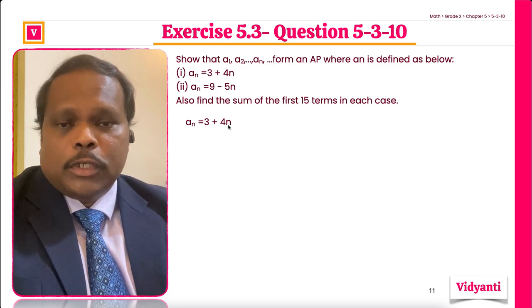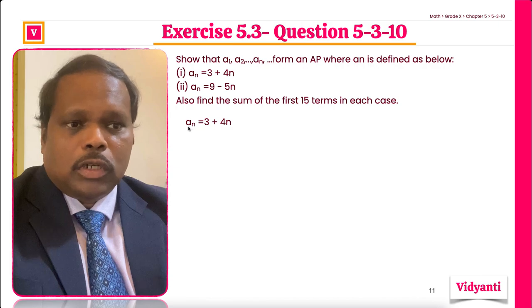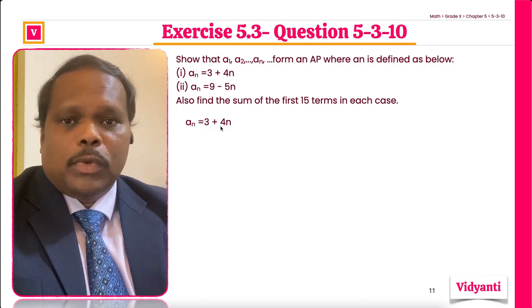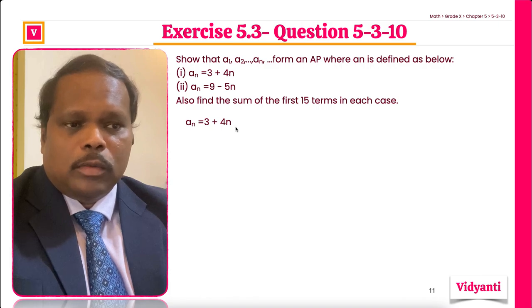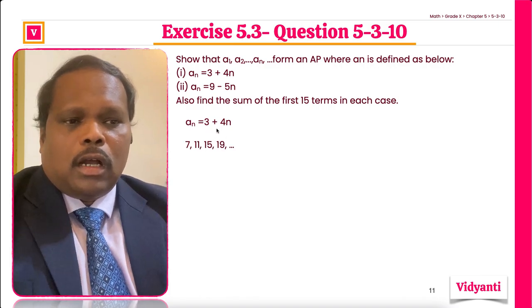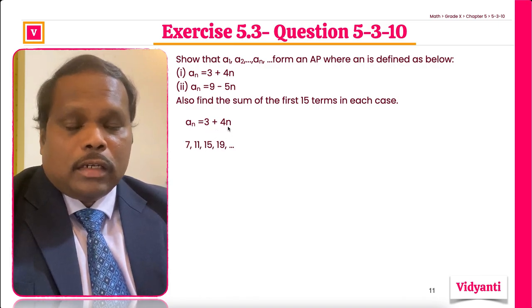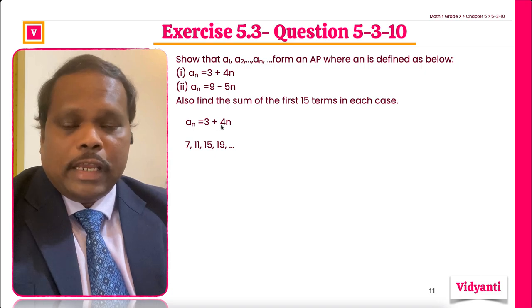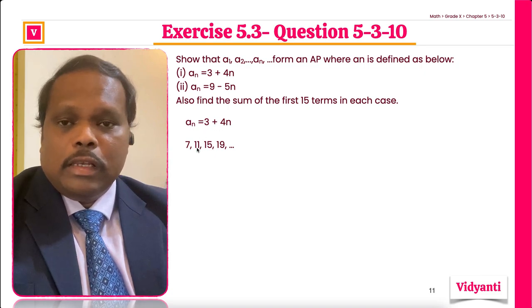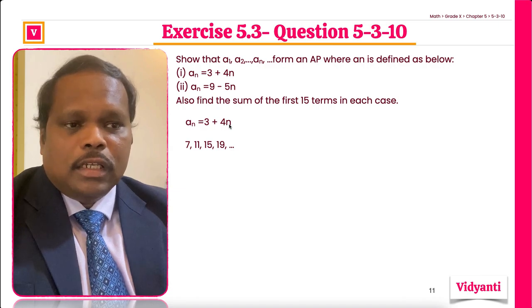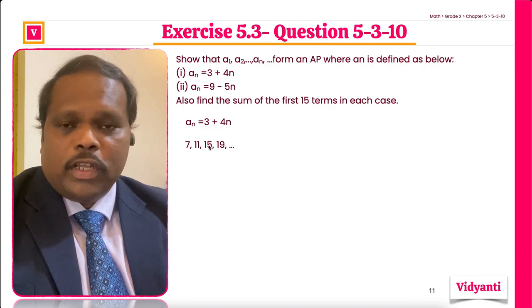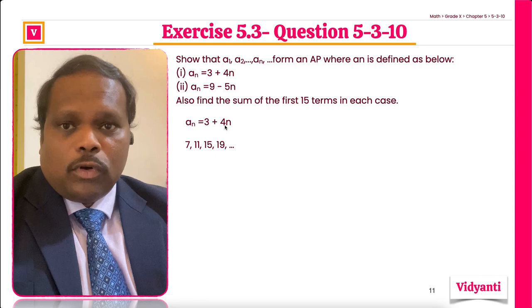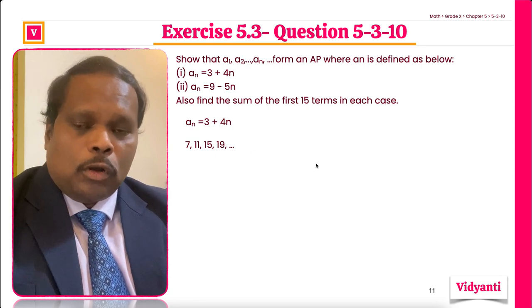So let's substitute the value of n as 1. So a_1, which will be the first term, will become 3 plus 4 times 1. So it will be 7. If you substitute the value of n as 2, 4 times 2 is 8 plus 3, that will become 11. If you substitute 3, 4 times 3, 12 plus 3 will be 15. n equal to 4 will become 4 times 4, 16 plus 3 will become 19, and so on.